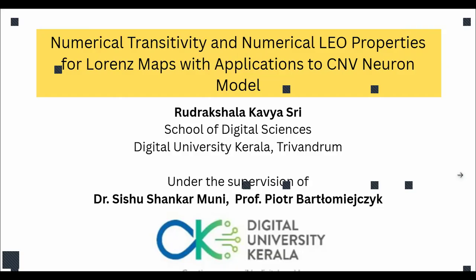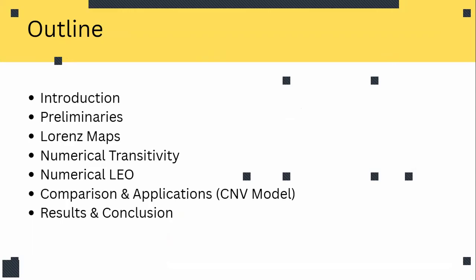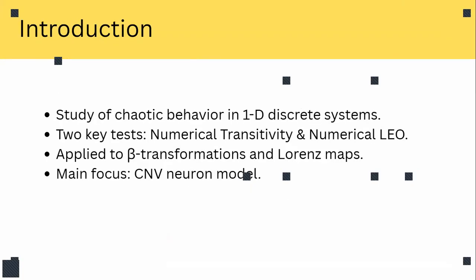This study combines dynamical system theory, chaos analysis, and computational neuroscience through two numerical algorithms that detect chaos in the 1D CNV neuron map. I'll briefly walk through 7 parts: introduction, preliminaries, Lorentz maps, then two numerical tests, their comparison, application to the CNV model, and finally main results and conclusion.